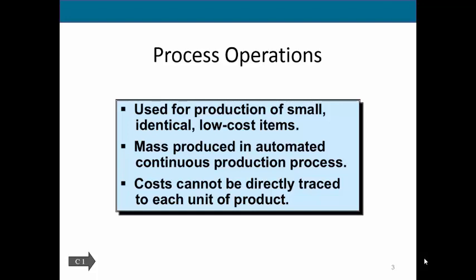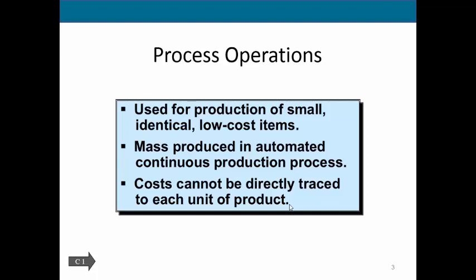We're mass producing them in a continuous production process, and our costs cannot be easily or directly traced to each unit of product. If our costs were directly traced to each unit of product, then it would be more appropriate to use job costing. But just to give an example of a type of product where we might use process costing, think about if you are producing cereal.